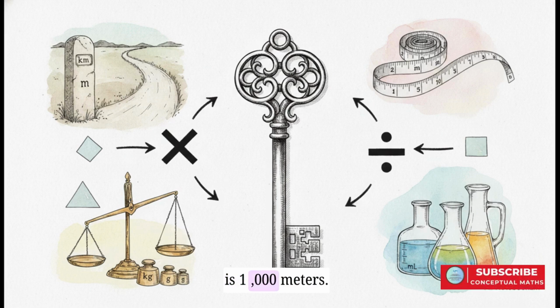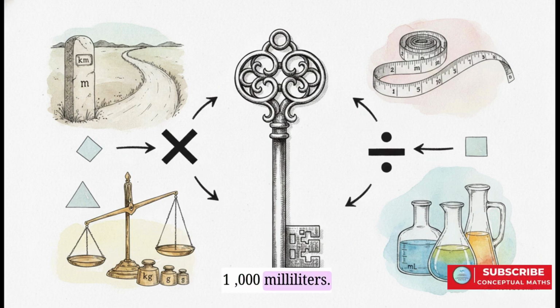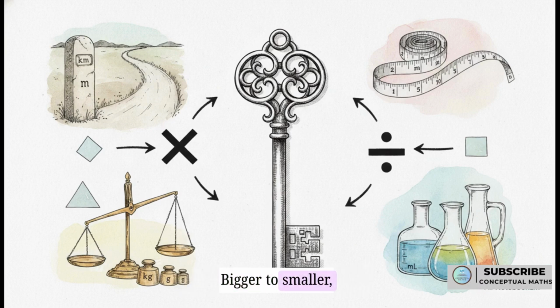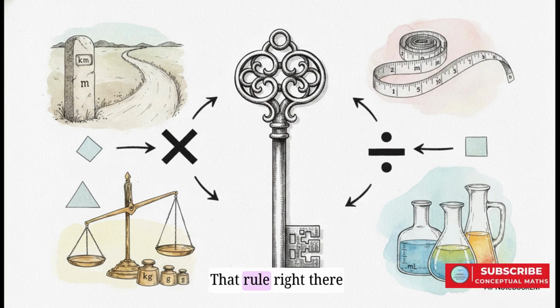1 kilometer is 1,000 meters. 1 meter is 100 centimeters. 1 kilogram is 1,000 grams, and 1 liter is 1,000 milliliters. And above all else, always remember your golden rule. Bigger to smaller, you multiply. Smaller to bigger, you divide. That rule right there is your master key for all of this.